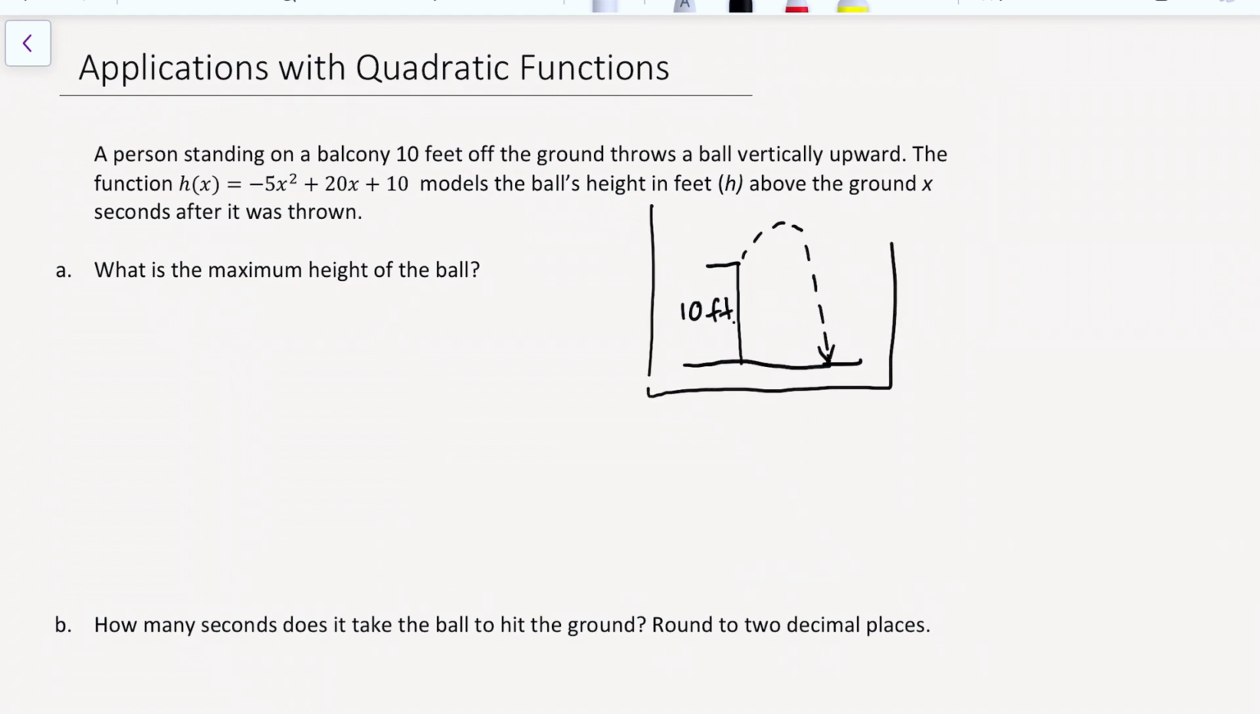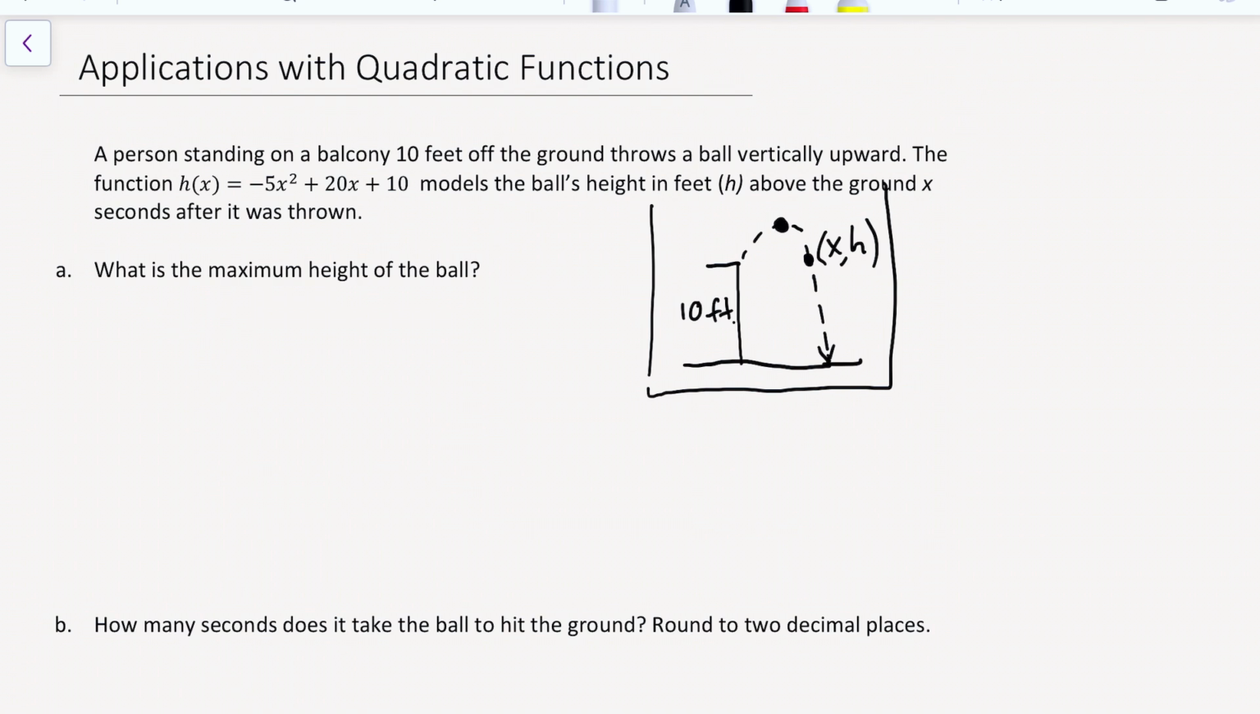So I've shown a picture here that represents what is going on in this scenario, and I've tried to model the path of the ball. We're given a function, a quadratic function, that describes this sketched line that I've shown. It models the ball's height in feet above the ground, x seconds after it was thrown. So every point on this graph has an x value, which is a time, and it has a y value, which is a height.